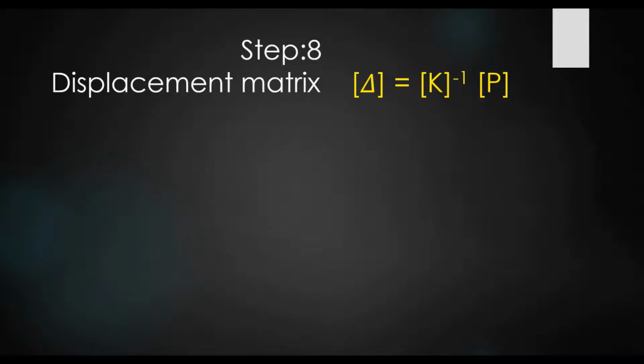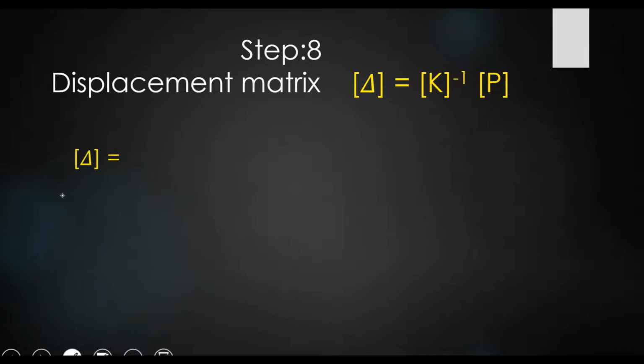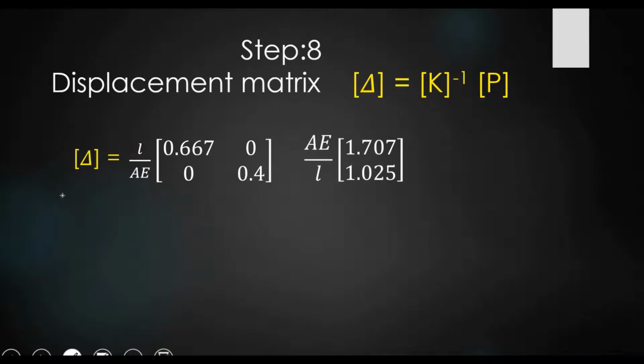Now step number 8, the displacement matrix. We have the equation for the displacement matrix, that is K inverse into P, and we have already calculated the K inverse value, that is L by AE into 0.667, 0, 0 and 0.4, and P is AE by L into 1.707, 1.025.